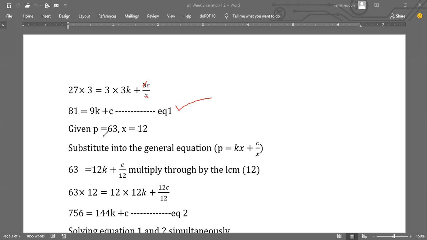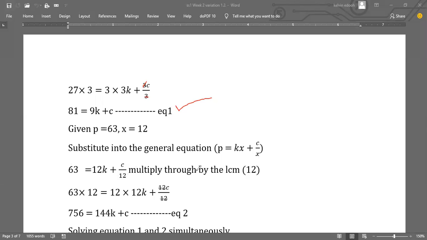The next thing now, we are told P is 63, x is 12. The same thing too. Substituting into this equation, P 63 equals K times x, which is 12, so you have 12k plus c, over x, which is 12. The same for the denominator: the LCM here is 12, because we put it over 1. It is 12 minus 1 times 12.